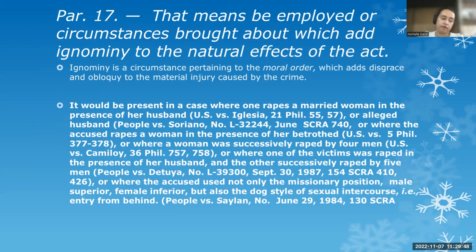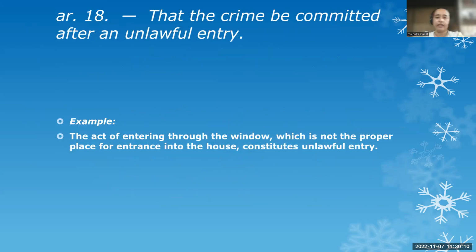So when you go to book 2 of the revised penal code, you will understand that there are several types of rape, not just with the insertion of the penis in the vagina, but there are other types of rape. So we will discuss that hopefully next year when we go back for the second semester. Okay. Paragraph 18, that the crime be committed after an unlawful entry.